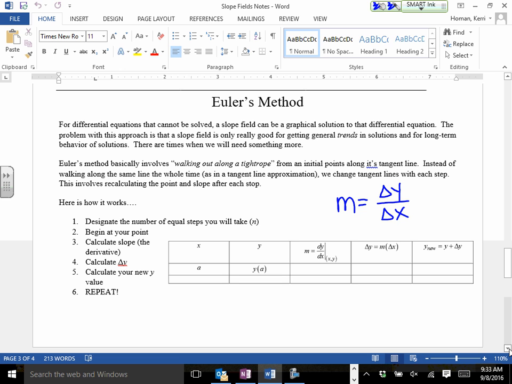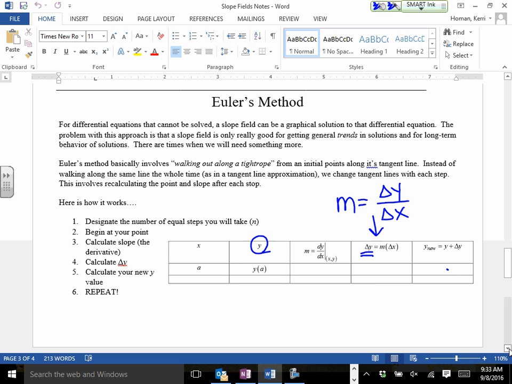All right? So slope is change in y over change in x, which means change in y is slope times change in x. So once you evaluate your slope, you're going to take that slope times your change in x, and that's going to give you our change in y, which we can add to our original y value. And so then we're at a new coordinate.